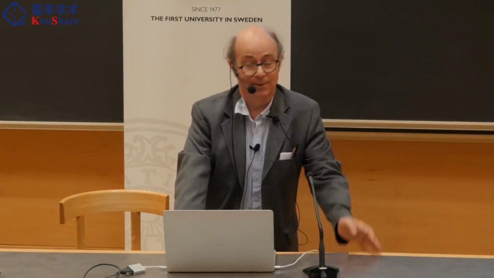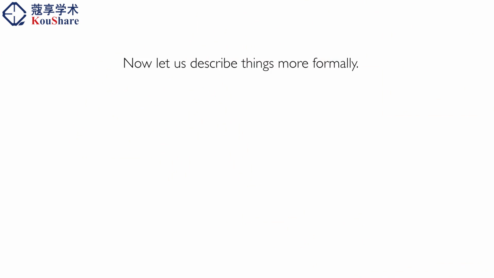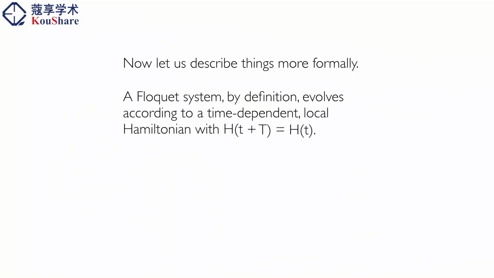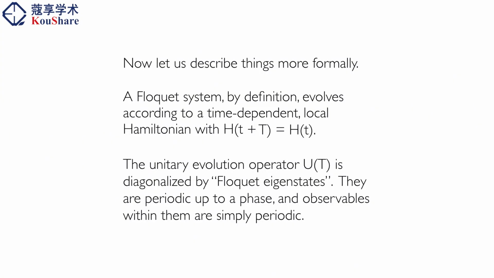So let me now go from diagrams and pictures and words and arm waving to a little bit more formal description of this situation. A Floquet system, by definition, evolves according to a time-dependent local Hamiltonian that's periodic with some period capital T. In that case, if you look at the evolution that takes you not through an infinitesimal time, but through the complete period, big T, that's a unitary operator that you're applying over and over again in the evolution of this system in its identical form. So it's a unitary operator.